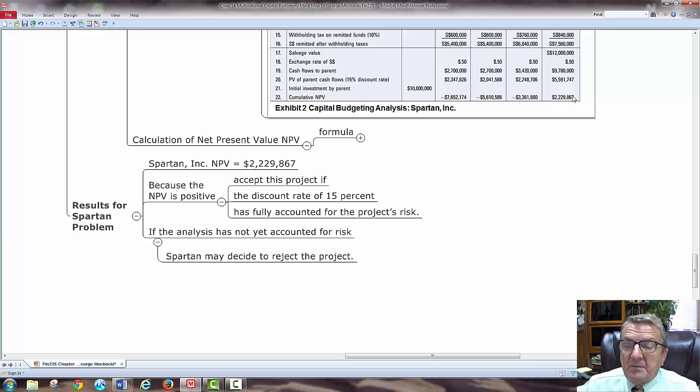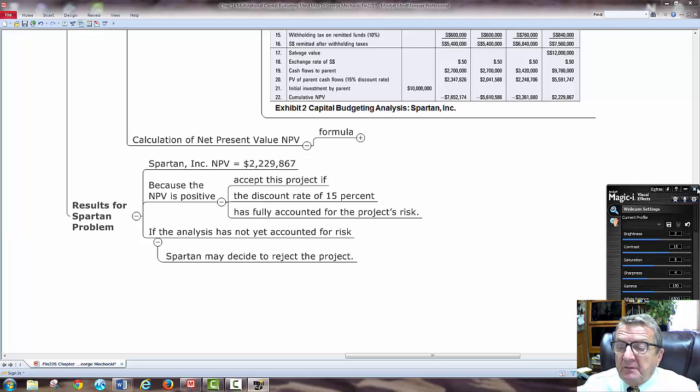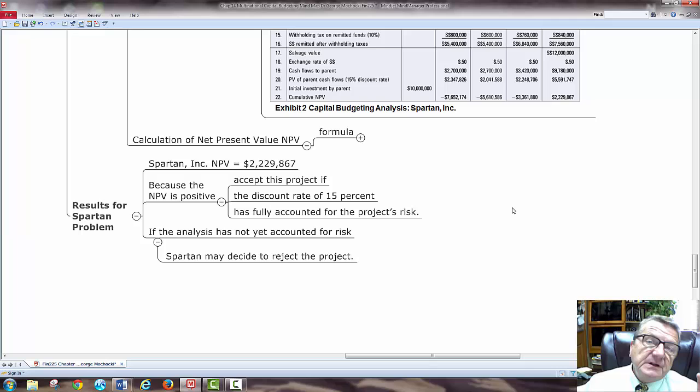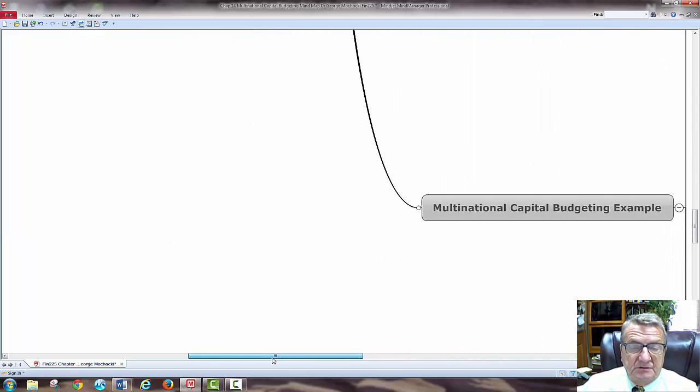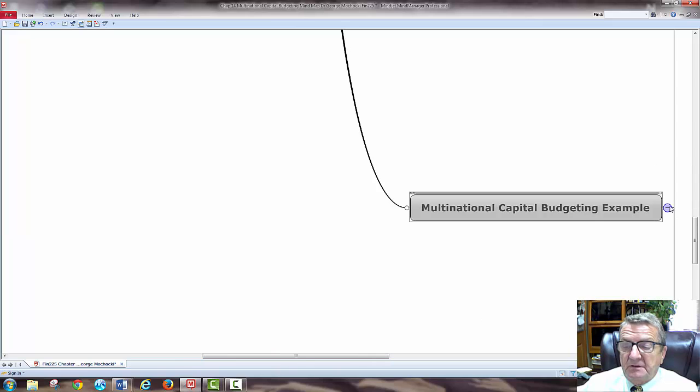So where did I come? I came up right in here, all right? So Spartan may decide to reject the project, and that's perfectly well what they could do on that, okay? But in this case, they're going. Now remember, so you have that. So what's going to happen? Now we're going to go on. Let me move in here. We finished this one. Just close this off.